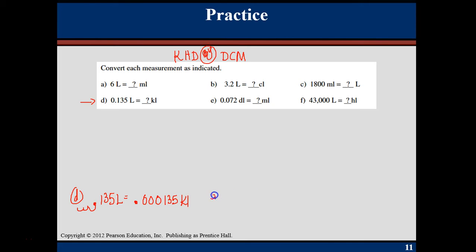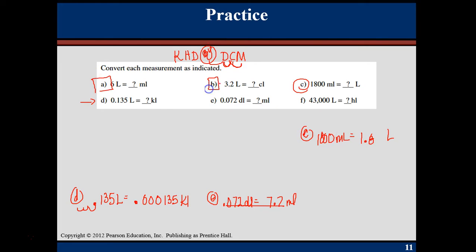Super tiny. E. DL is this one here, deci, and I want to go to milliliters, so that's 1, 2 spots to the right. So 0.072 DL will turn into 7.2 milliliters. Let's look at maybe milliliters to liters, where I have 1,800 milliliters, and I want to go to liters. Here's milliliters. 1, 2, 3. So 1, 2, 3, and I have 1.8. Let's see, can you find A, B, and F? Pause the video and then check your answers.